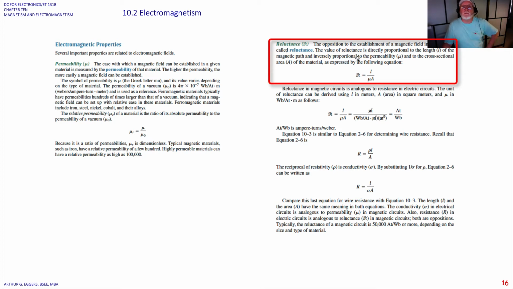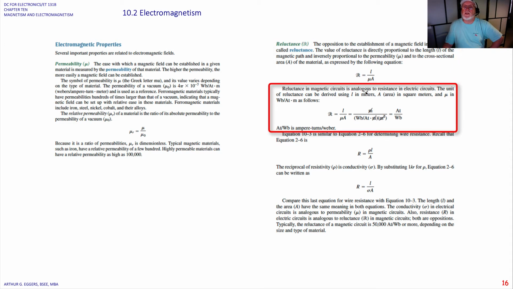The value of reluctance is directly proportional to the length of the magnetic path and inversely proportional to the permeability and to the cross-sectional area of the material, as expressed by this relationship. So reluctance is equal to length divided by mu A. Reluctance in magnetic circuits is analogous to resistance in electric circuits.